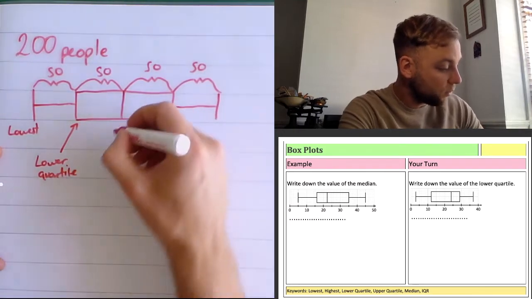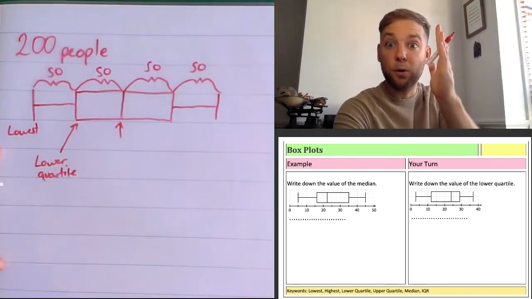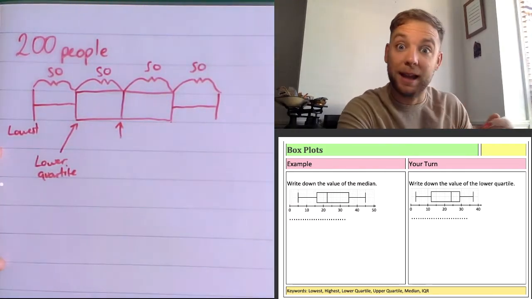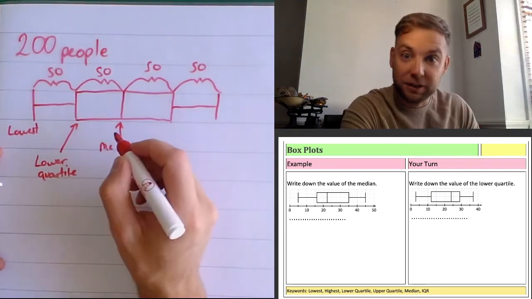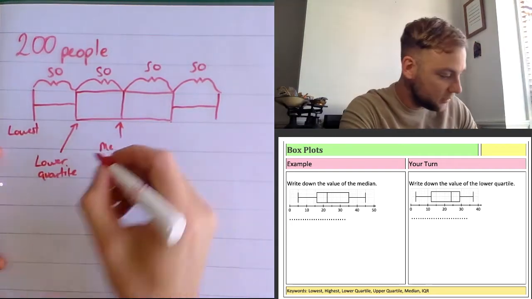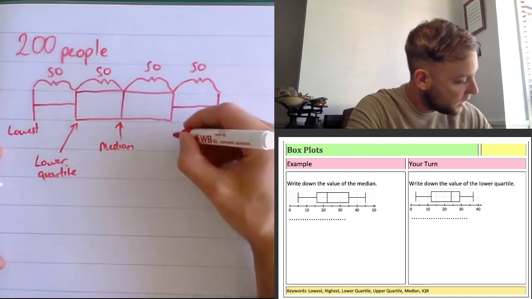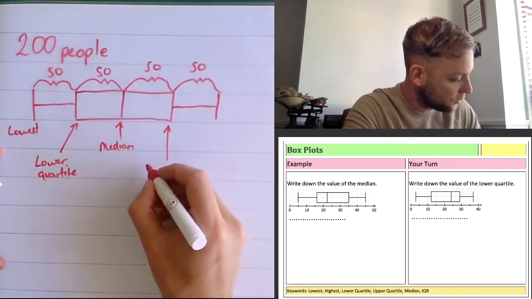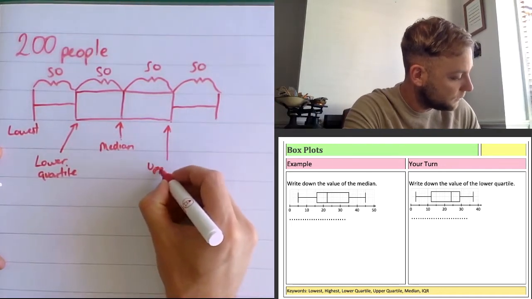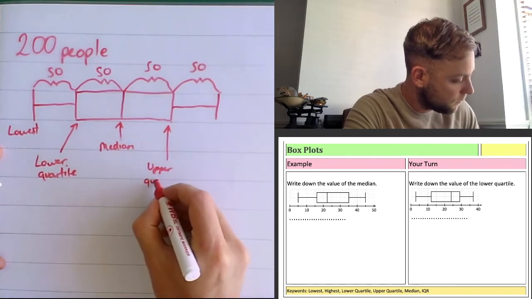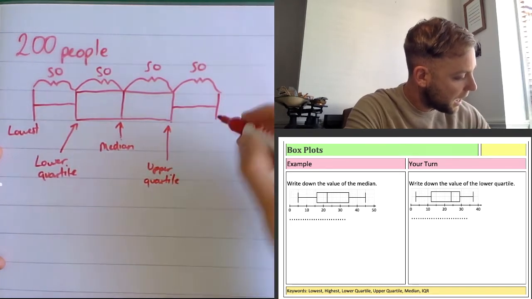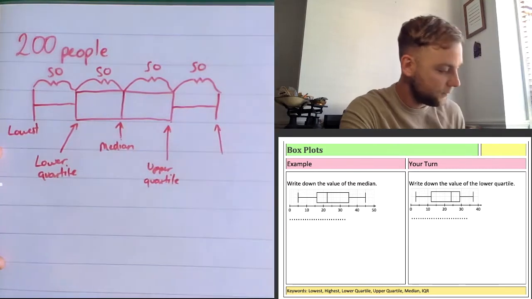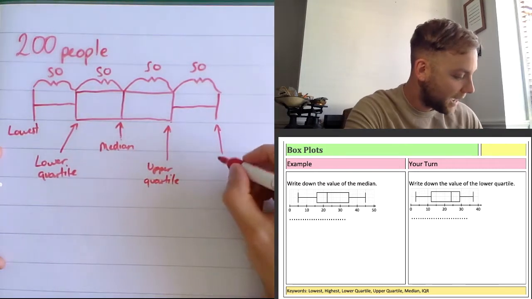Okay, this one here is like your middle person, or another word for that would be your median. Hey diddle diddle, the median's in the middle. Okay, so this is your median. This one here is equal to your upper quartile. And this last one here is your highest value.